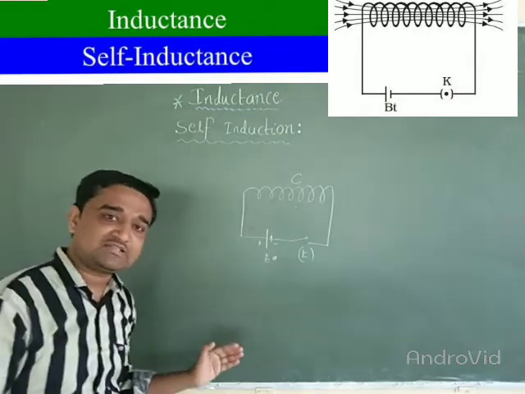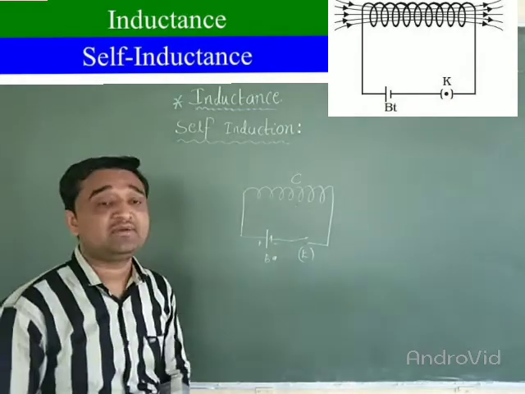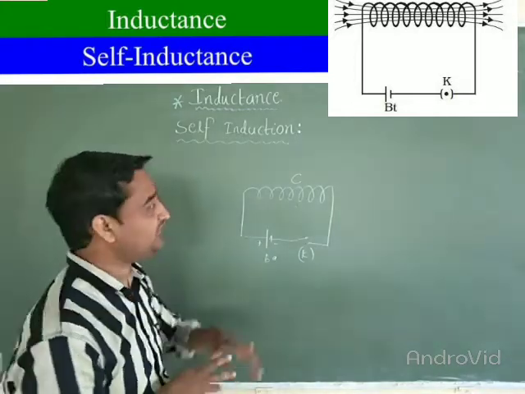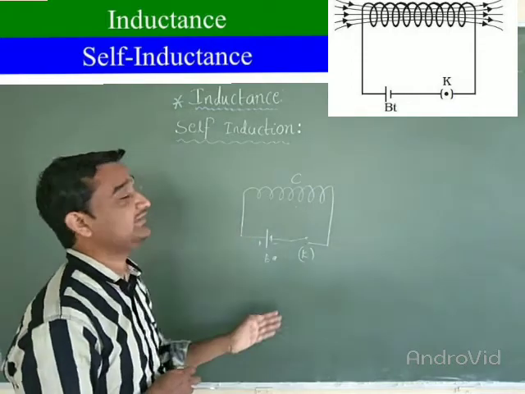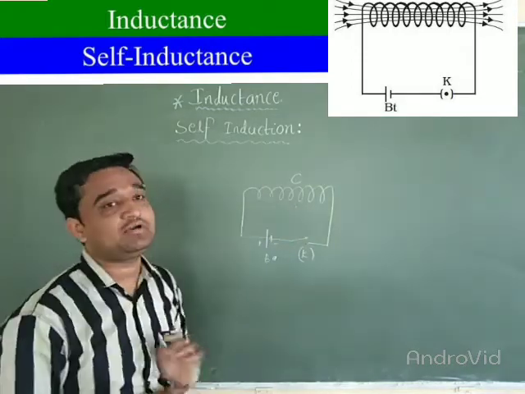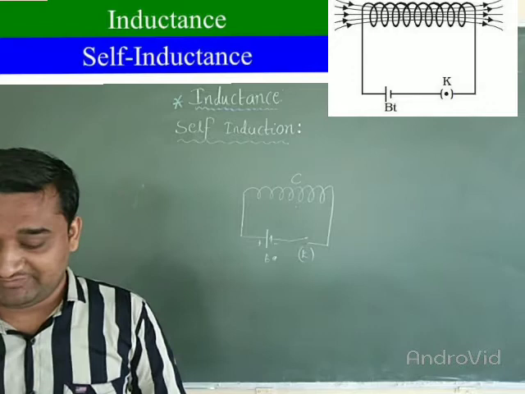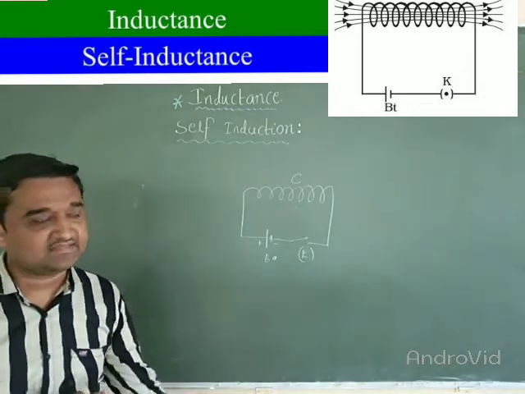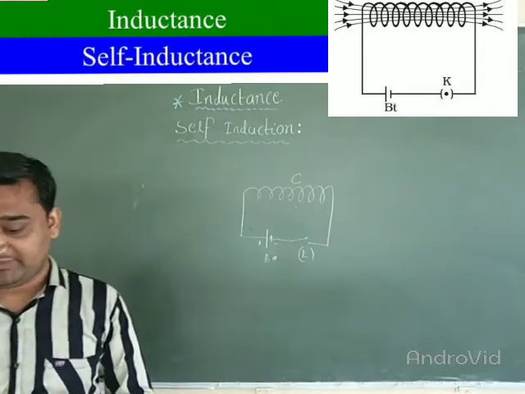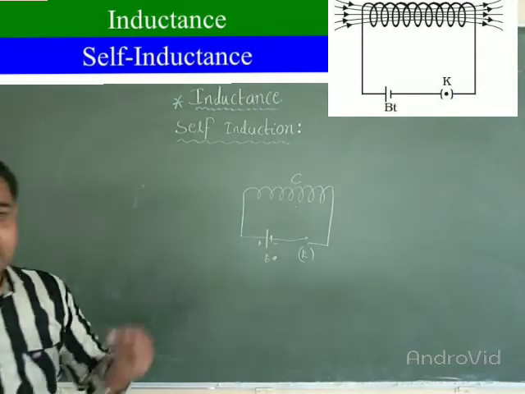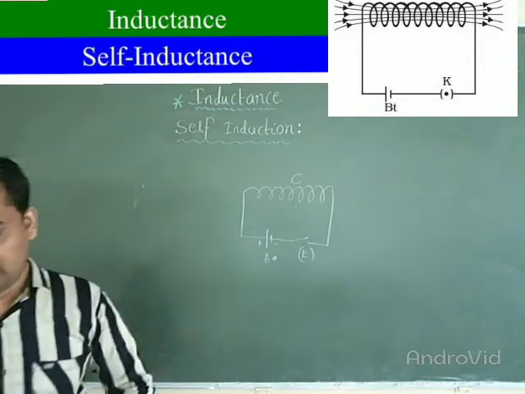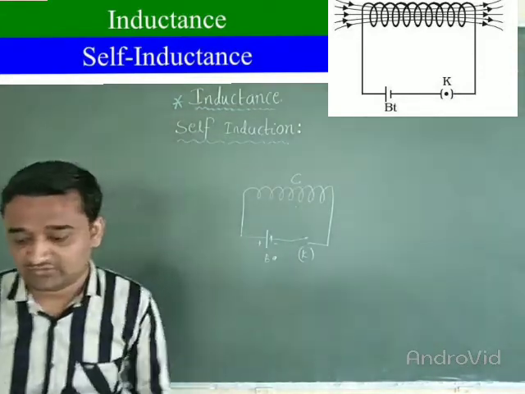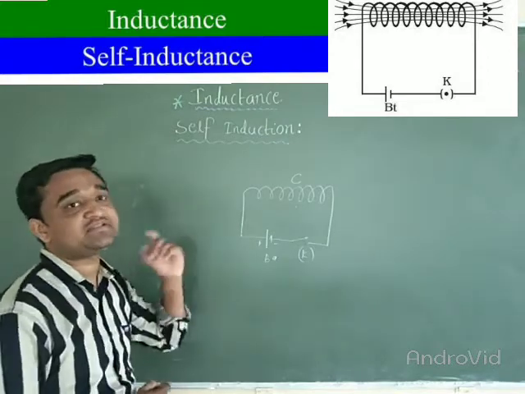So according to Lenz's law, the induced EMF opposes the growth of current and decay of current. So this phenomenon is called self-induction, and the induced EMF is called the back EMF. The induced EMF is called what here? The back EMF. So here, see, as a result, what happened? The EMF is induced in the same coil due to what? The change of current in the same coil. So this phenomenon is known as self-induction.